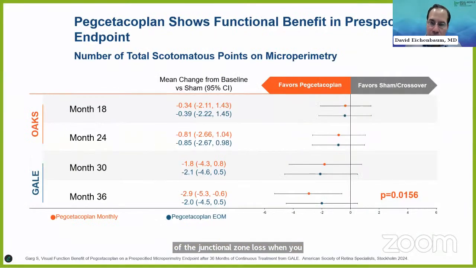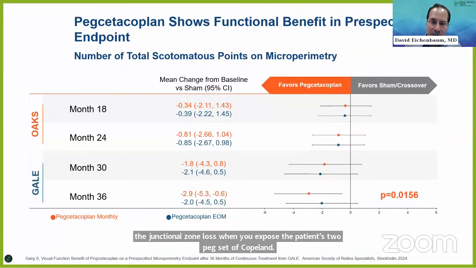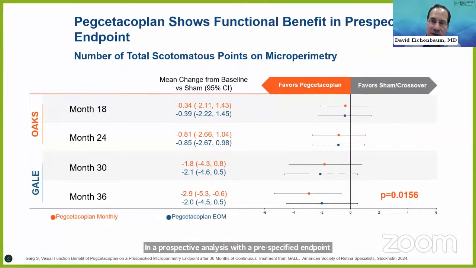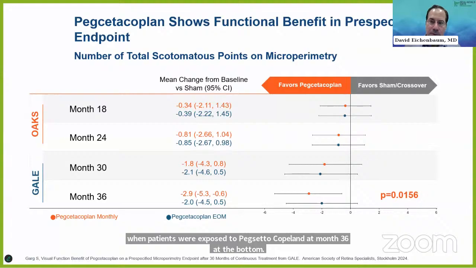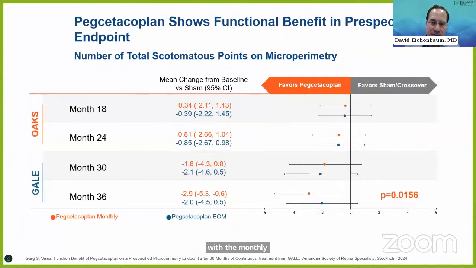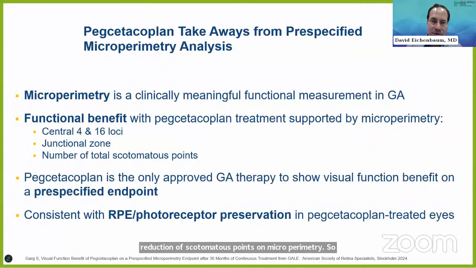In a prospective analysis with a pre-specified endpoint, this was essentially emphasized and duplicated. We saw for the first time in this relatively new data set that when patients were exposed to pegcetacoplan at month 36, at the bottom, with the monthly group, we had the endpoint and the confidence interval favoring pegcetacoplan for a reduction of scotomatous points on microperimetry. So this is a big deal, the first functional benefit that we've seen in a geographic atrophy treatment.